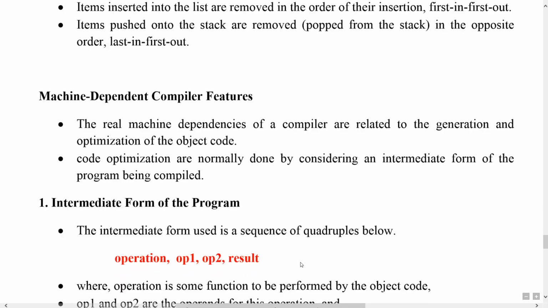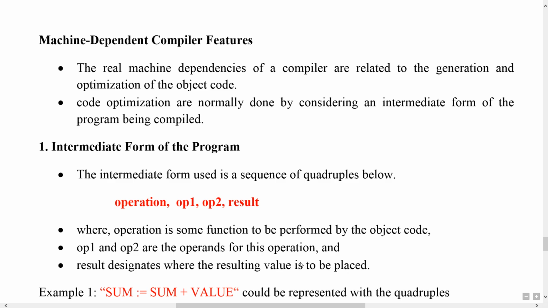The next topic is machine dependent compiler features. The real machine dependencies of a compiler are related to the generation and optimization of object code. The code will be generated for the machine for which the compilation is performed. The machine dependent operations occur only in code optimization. Optimization means how we can minimize the execution time.